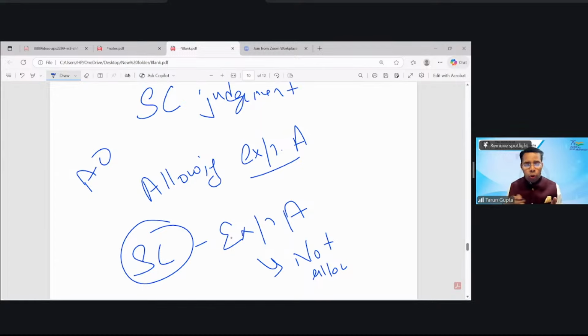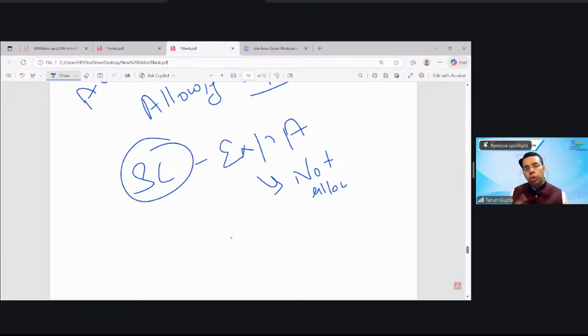Suo motu. Of course, in this case the assessee shall not apply for the rectification because it's against the assessee. The expense is getting disallowed. So the AO may suo motu rectify the order. A subsequent Supreme Court judgment forms part of mistake apparent from record. High Court judgment? No. A High Court judgment doesn't form part of mistake apparent from record because it's not yet final.